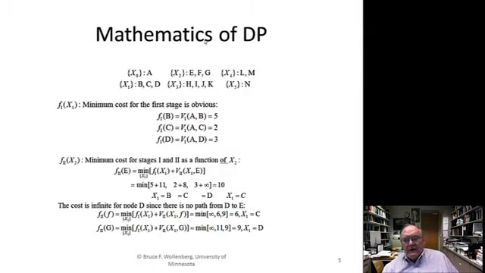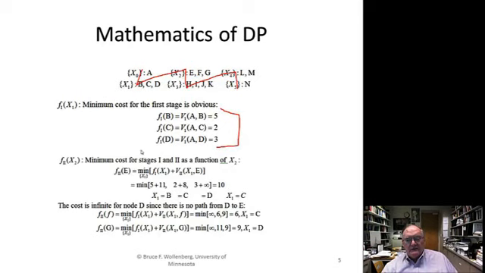Now, the mathematics of dynamic programming. We said the set of places, the cities, x0 is A. Then the next set is E, F, G, L, M, B, C, D, H, I, J, K, and N. Actually these go 0, 1, 2, 3, 4, 5. So in order they go like this. The minimum cost for the first stage is obvious, and we did that one, because there's only one path.